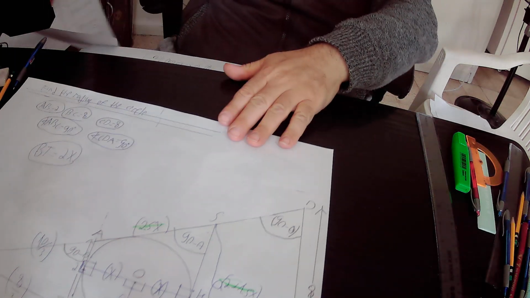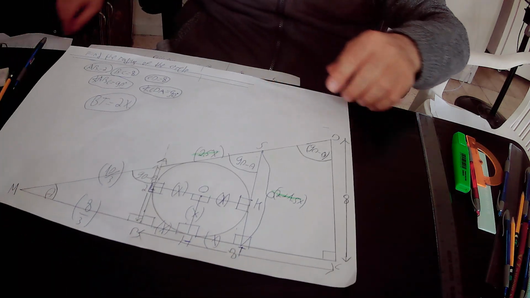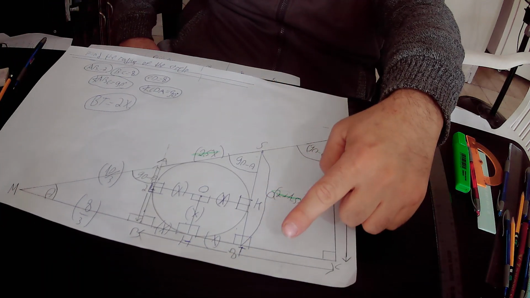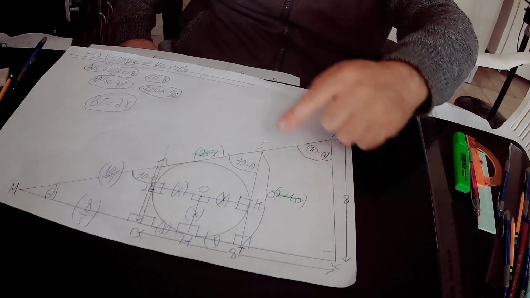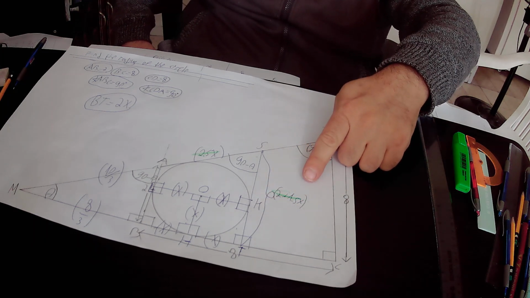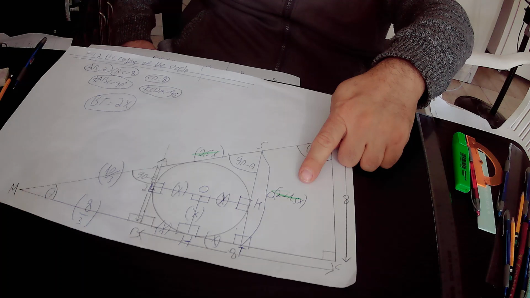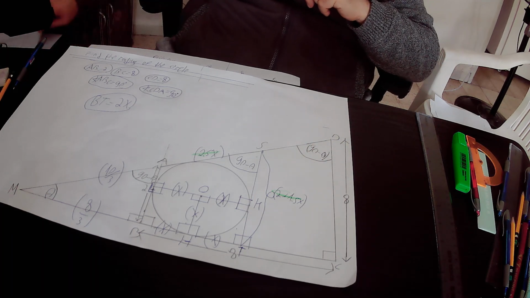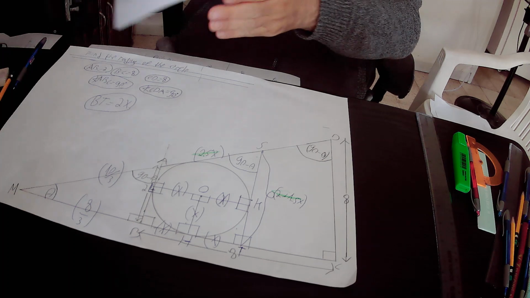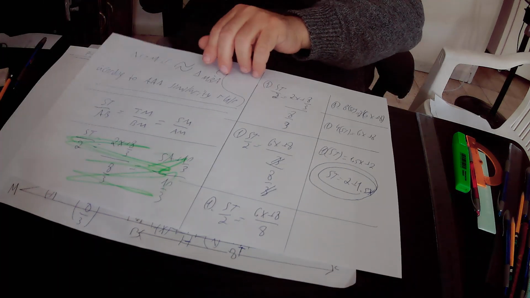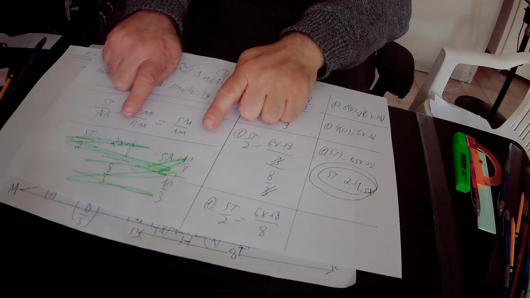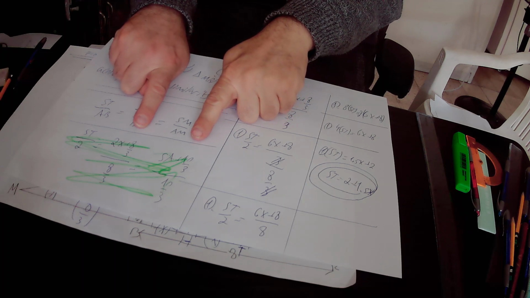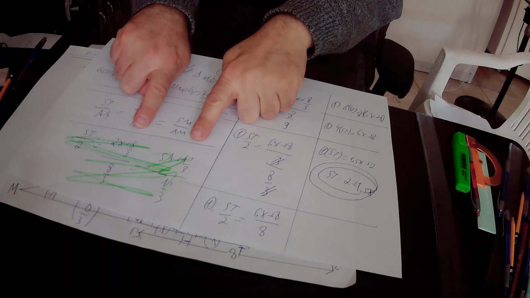Here ST, the length of line segment ST is 2 plus 1.5x. Then we continue to focus on the long equation that we created here. On this long equation, those two sides are equal to each other, so we can create equation 2 from those two sides that are equal to each other.